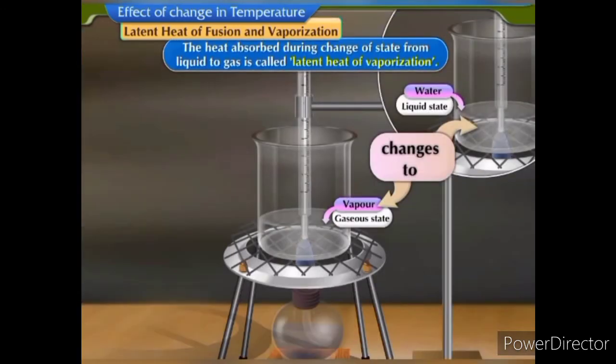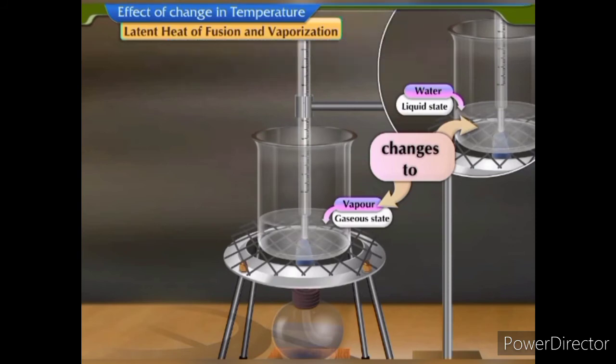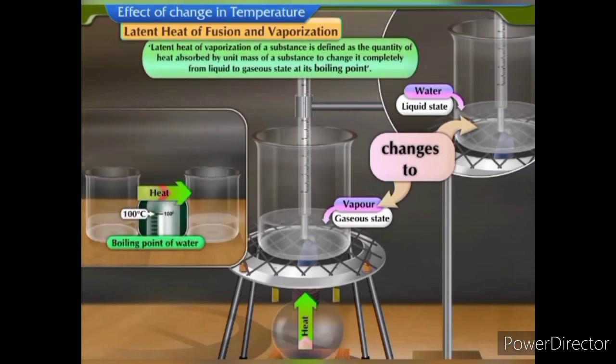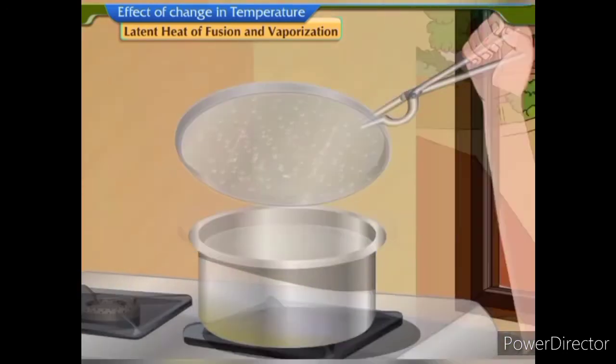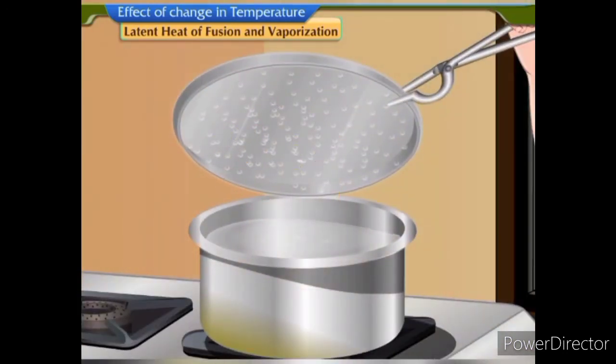Similarly, the heat absorbed during change of state from liquid to gas is called latent heat of vaporization. Latent heat of vaporization of a substance is defined as the quantity of heat absorbed by unit mass of a substance to change it completely from liquid to gaseous state at its boiling point. During change of state from gaseous to liquid, latent heat is liberated.